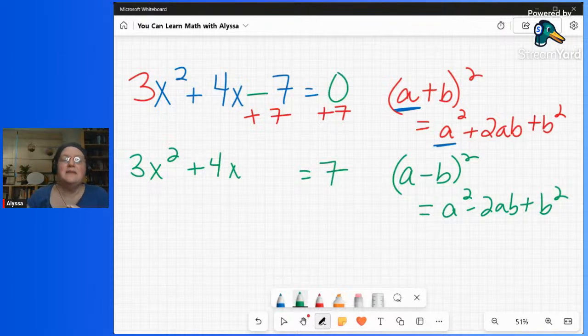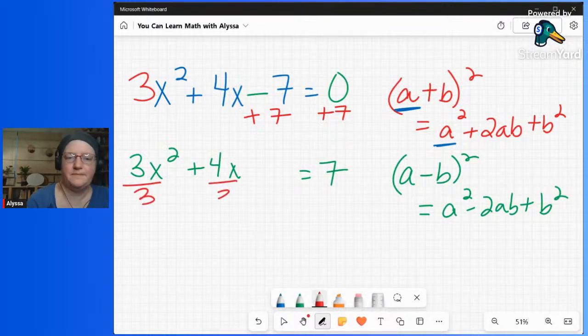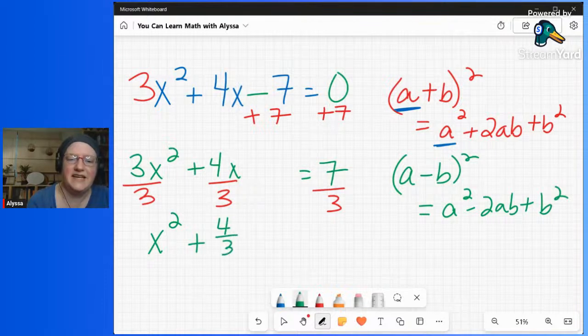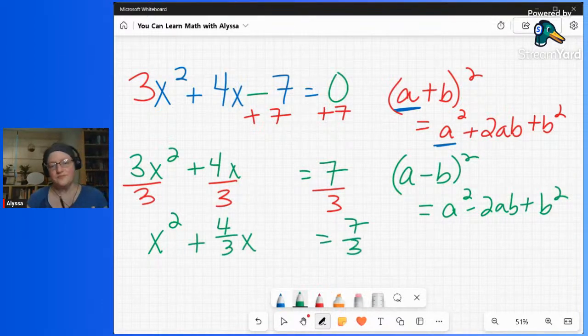Okay, so now I must get rid of the 3. So I have to divide everything by 3. Is this going to make nasty fractions that are going to make our lives a little painful? Yes, absolutely. All right, so now I have x squared plus 4/3 x, and then a gap, and it equals 7/3.